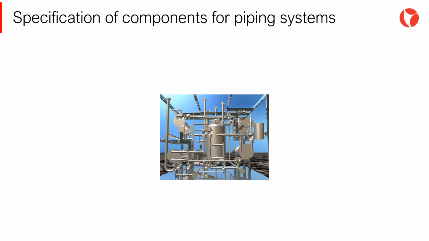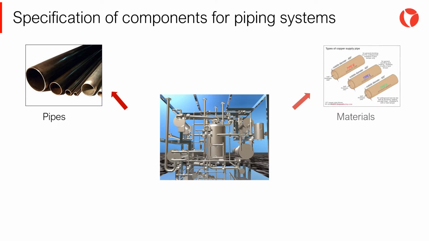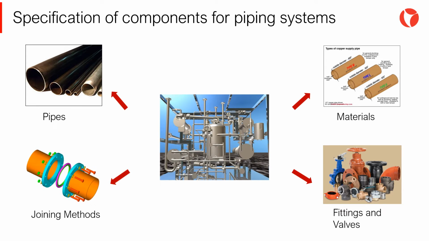In order to be able to specify a piping system adequately, it is necessary to know the pipes, how they are constructed, how they are fabricated, standard specifications, materials of construction, in which materials we can find the different pipes, fittings and valves, how they are selected, specified, different materials, and the different joining methods, how we are going to put the different elements in a piping system together.